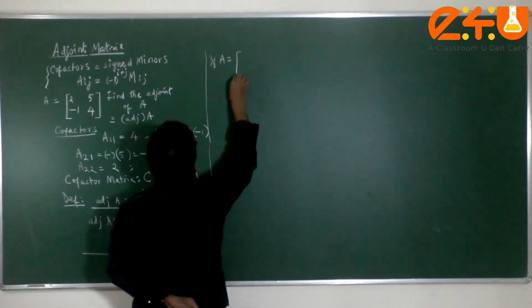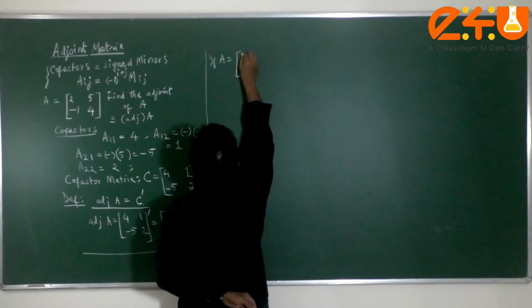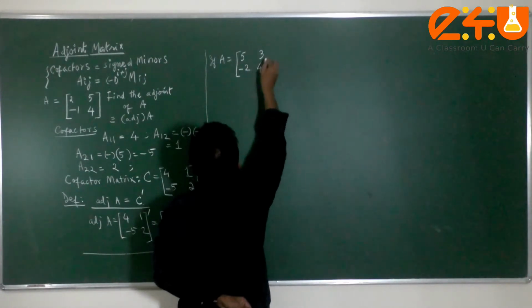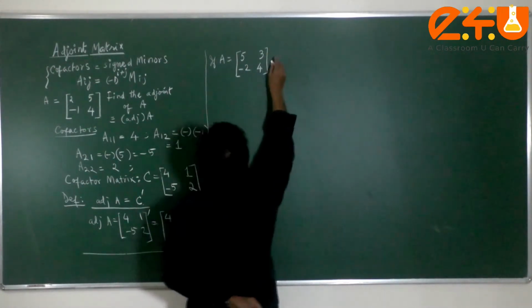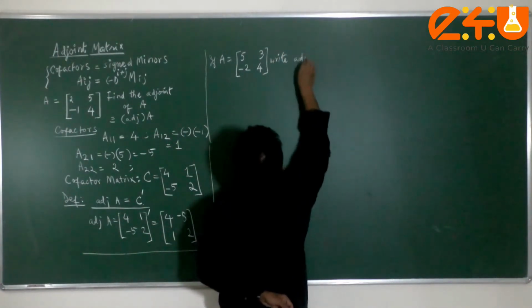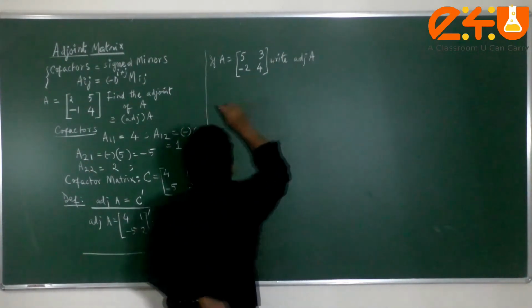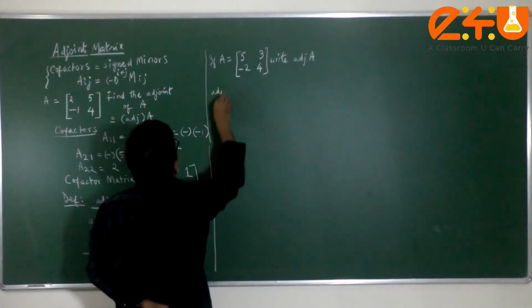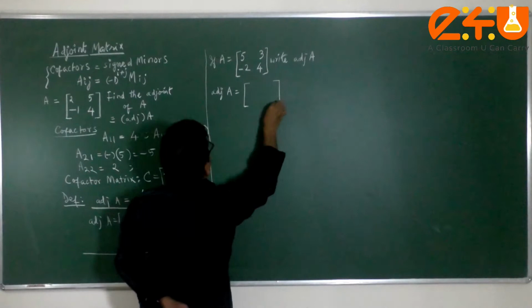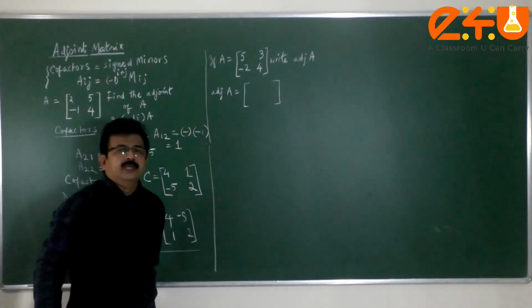If matrix A is, say, 5, 3, minus 2, 4, write the adjoint of A. So I can immediately write the adjoint using the understanding or using the shortcut.